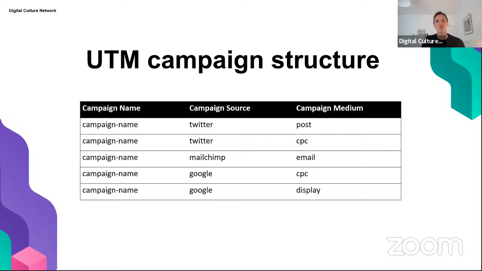In this example, we've got a post, which is an organic post that we're putting on Twitter, but we've also done a paid one. CPC means cost per click. So we can see the effectiveness of the stuff we paid for, and we can also see the effectiveness of just the organic stuff we're putting out. Altogether, it gives you a bigger picture of where all this traffic is coming from to your website, and whether all the activity you're doing is contributing to what you want them to do.